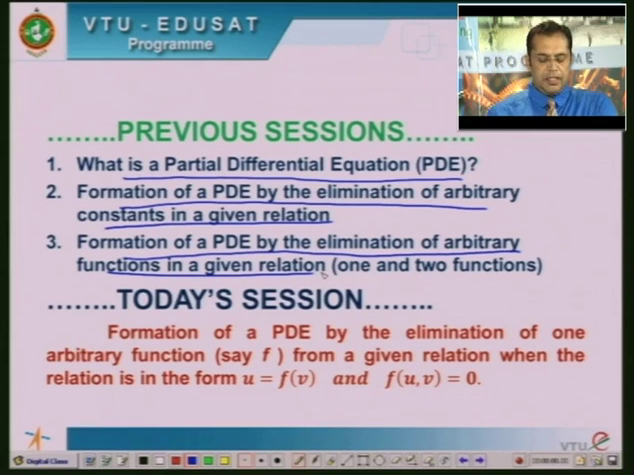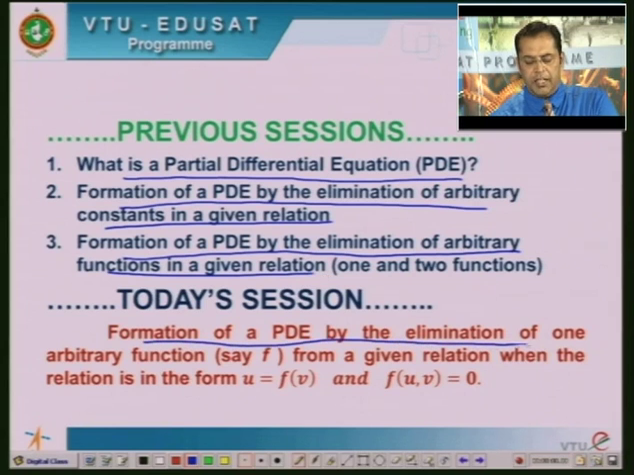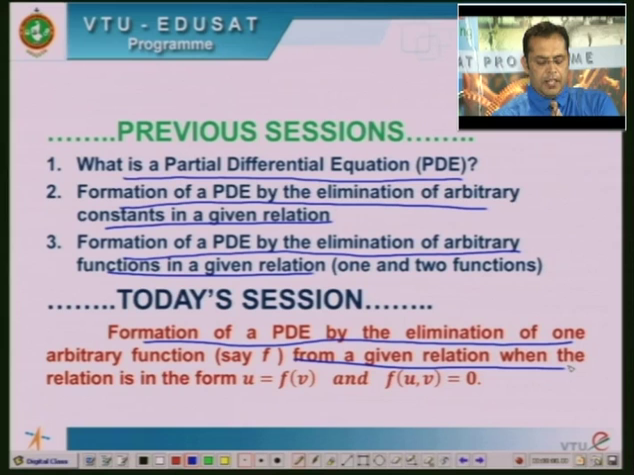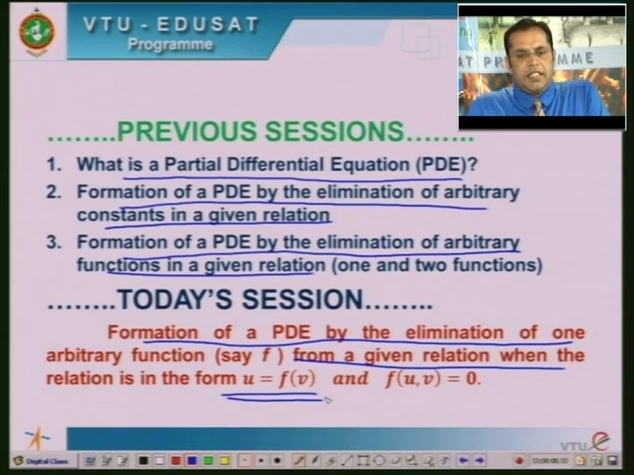expressions given. So, we try to form a PDE by the elimination of one arbitrary function, say f, from a given relation, when the relation is in the form u equal to f of v, where u and v are some functions of x, y, z, and second, f of u comma v equal to 0. We can see later that both are equivalent, but the methods of formation of the PDE are entirely different.